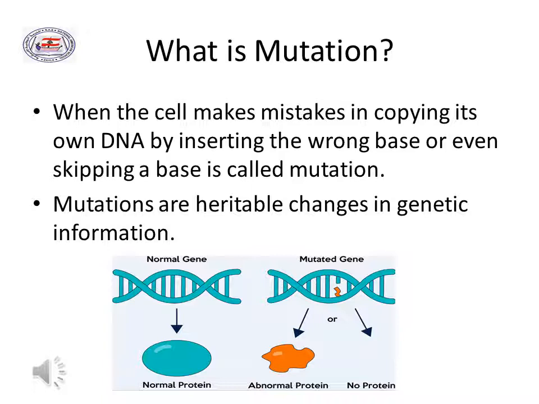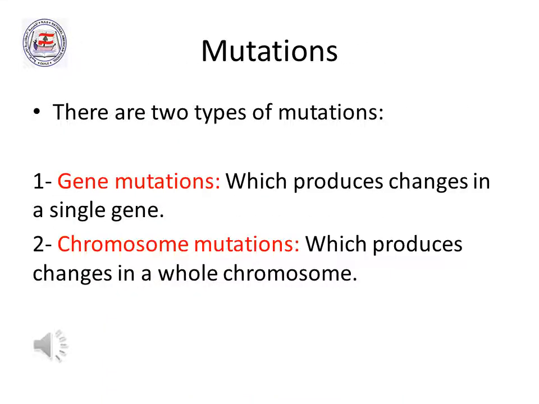What are mutations? When the cell makes mistakes in copying its own DNA by inserting the wrong base or even skipping a base, it is called a mutation. Mutations are heritable changes in genetic information. That is, they can be passed from parents to offspring. So, as we have said earlier, mutation is when the DNA changes its structure or sequence.